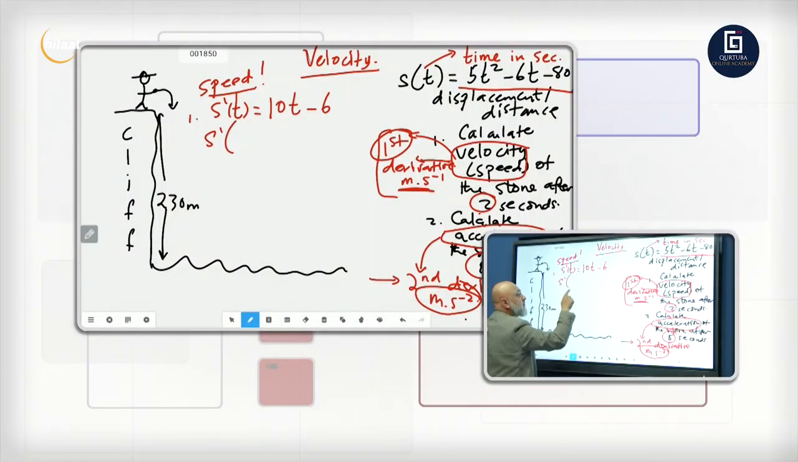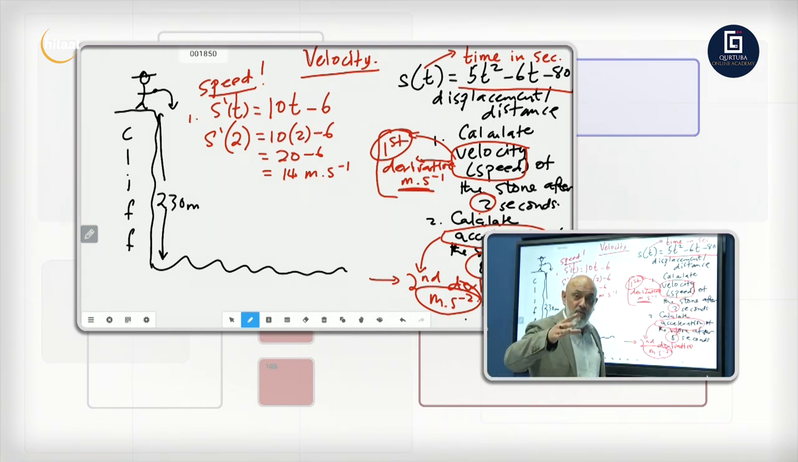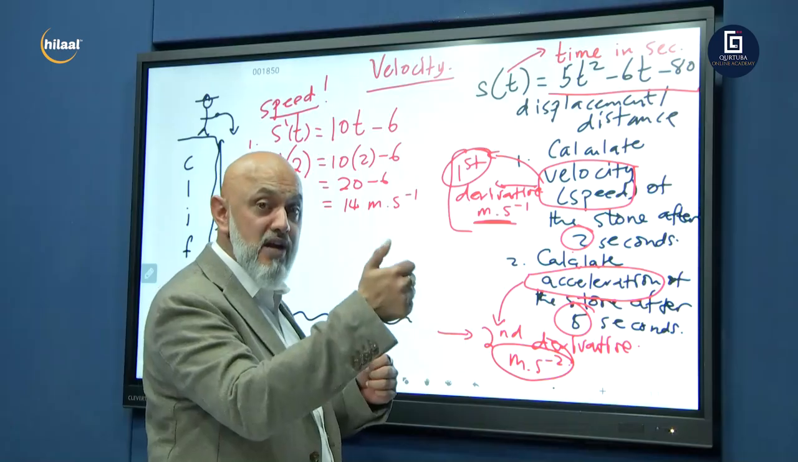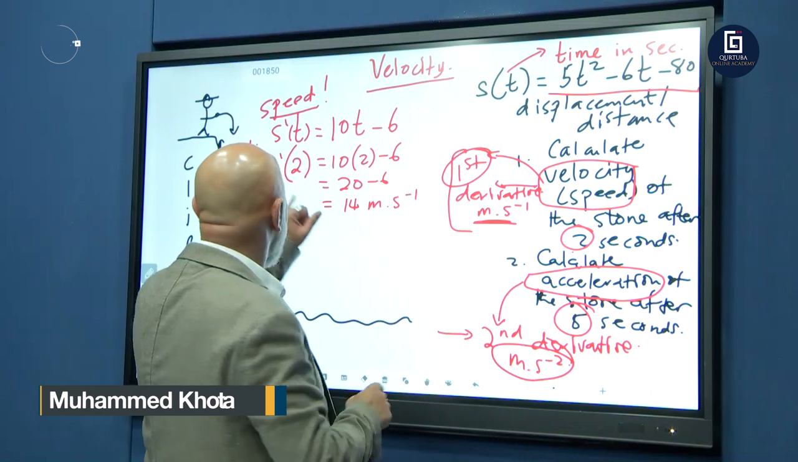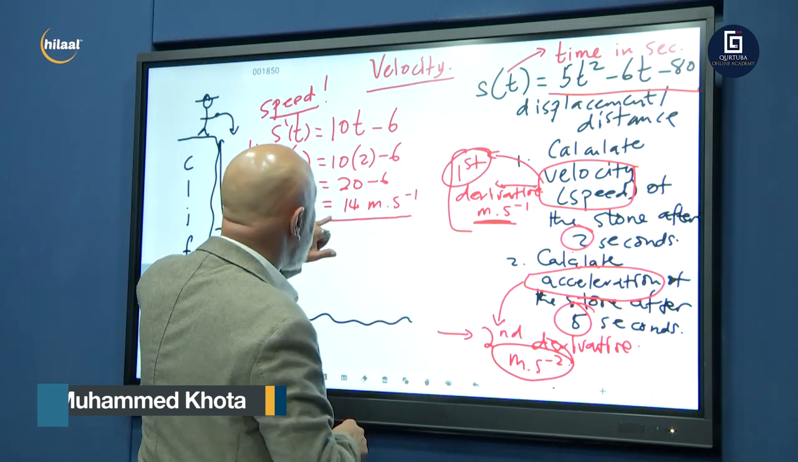So S dash, after how many seconds, guys? 2 seconds is equal to 10 into 2 minus 6. t is your time. So 2 times 10 is 20, minus 6, which is equal to 14 meters per second. So the speed of the stone after 2 seconds is 14 meters per second. When you counted 1, 2, and checked at 2 seconds, the speed the stone reached would be 14 meters per second.